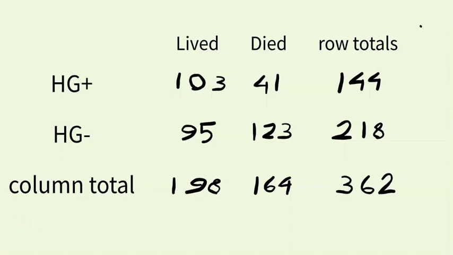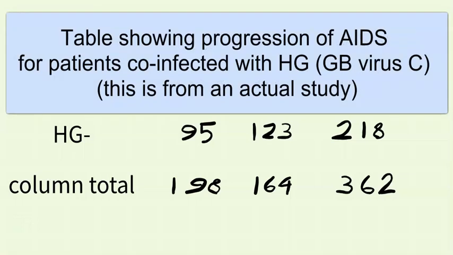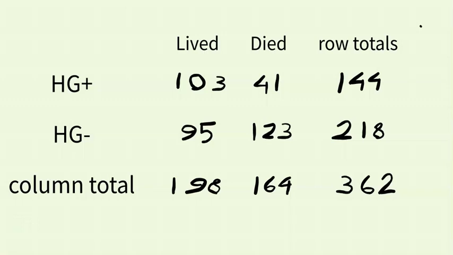What we have here is a table showing progression of AIDS for patients co-infected with HG, hepatitis, which is now called GB virus C. So it shows the proportions of people, the HG plus is people co-infected, that lived past the study end date or died during the study.